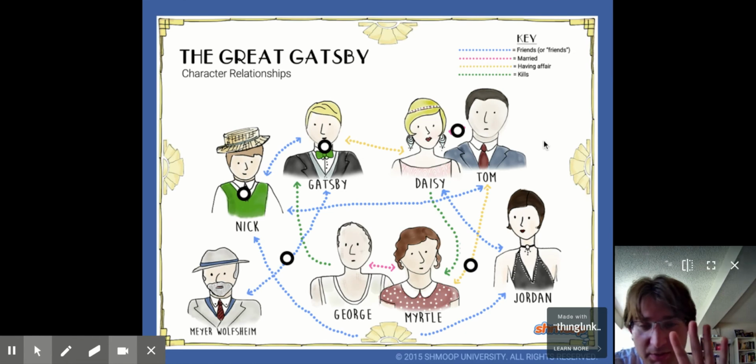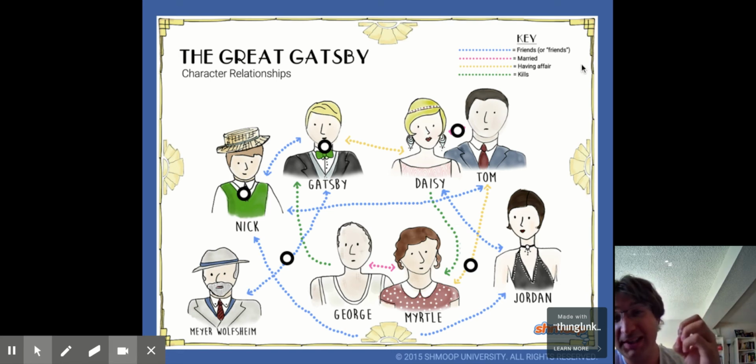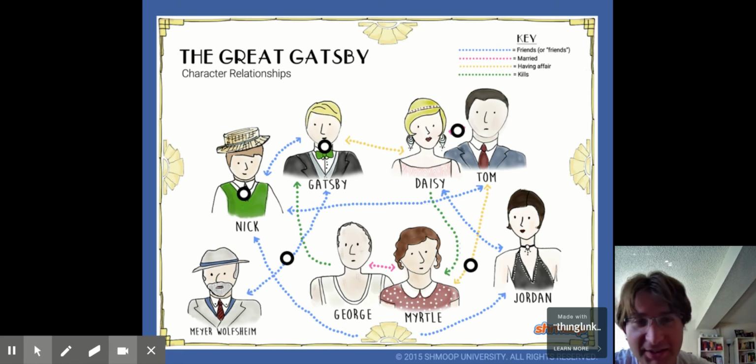Now, the last thing you must have, and this is probably the most important, is at least 4 explanations for some of the connections. That's why I did this in ThingLink, because it's software that let me import a picture of a character web already done. I didn't draw this. I found a good one on the internet. You might decide to do that too.